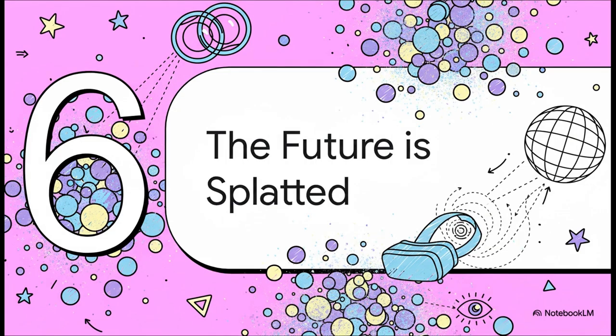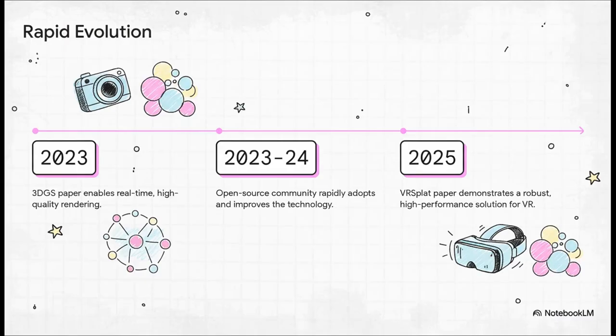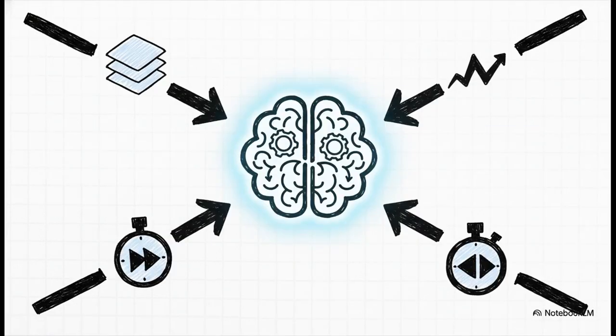So, what does this all mean for the future? Well, this insane pace of innovation points to one thing for sure. This technology is here to stay, and it is getting better literally by the day. I mean, just look at this timeline. It's absolutely wild. The first paper comes out in 2023. Within months, the open source community just ran with it, improving and building on it. And now we're already seeing these super specialized solutions like VR Splat that are tackling the next big frontier. The speed here is just breathtaking. And it's not slowing down one bit.